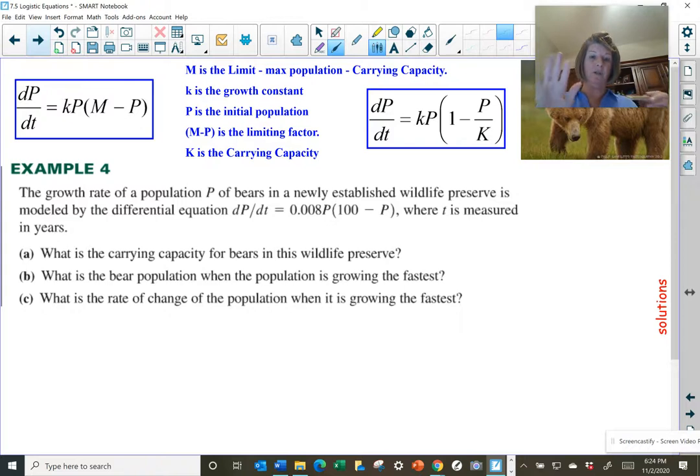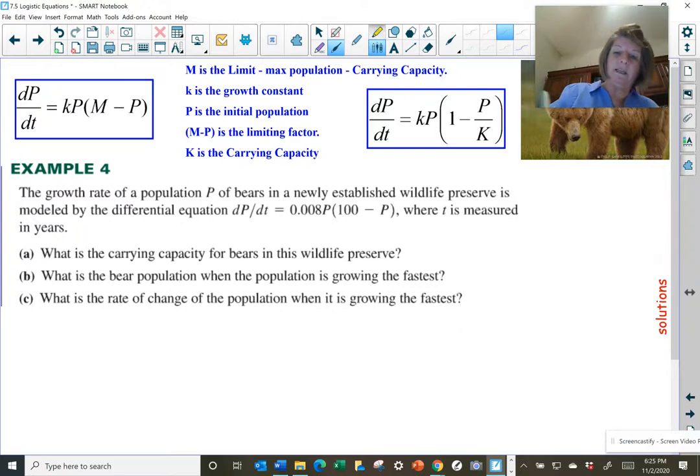We talked about the two different equations. So the growth rate of population P of bears in a newly established wildlife preserve is modeled by the differential equation dP/dt equals 0.008 P (100 minus P), where t is measured in years. But there's no t, it's just in relationship to t, right? If I were to separate and integrate, I would end up with t's in my original function, just not in the derivative function.